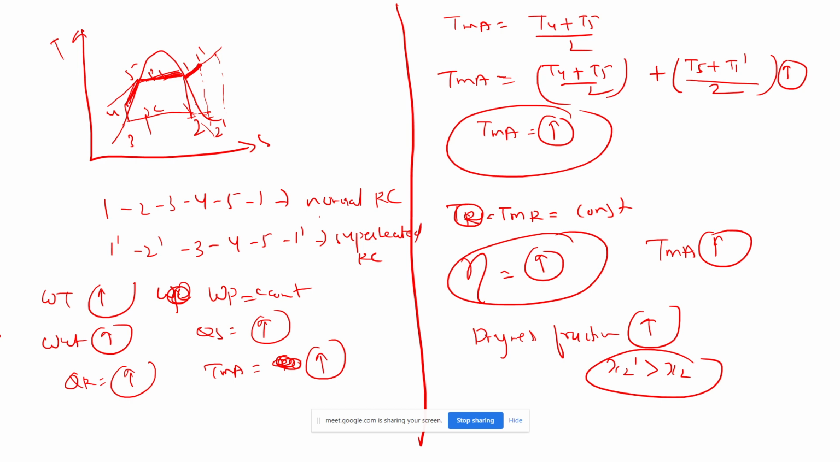We had considered only till this portion. This portion we had not considered; now this portion also we have considered. Previously, in that cycle this temperature was constant, that's why we were only writing (T4 + T5)/2. But now because this portion is also heat addition, we have to take it into account, because of which the mean temperature will increase. Okay, sir.